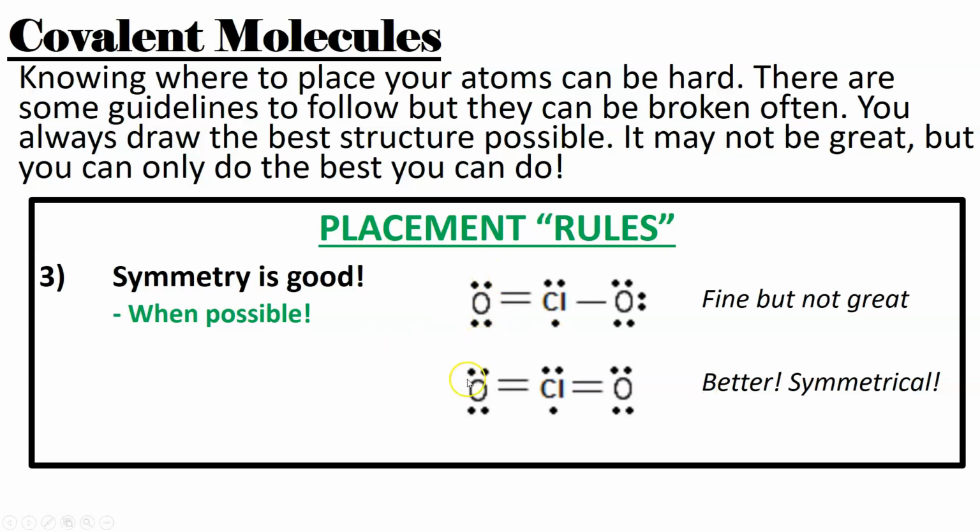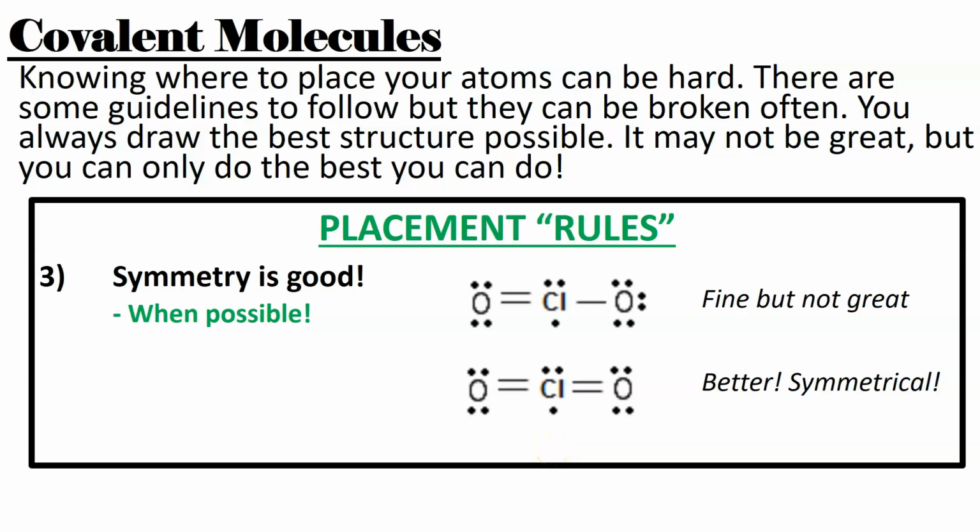So if we had these 2 molecules, they both exist in real life. This one is more symmetrical because it has a double bond on each side, whereas the one up here has a double bond and a single bond, so that's not super symmetrical. So while this may exist in real life, there's going to be a lot more of this bottom one existing. It's going to be more common. So we always are trying to find the way to draw the best structure possible.